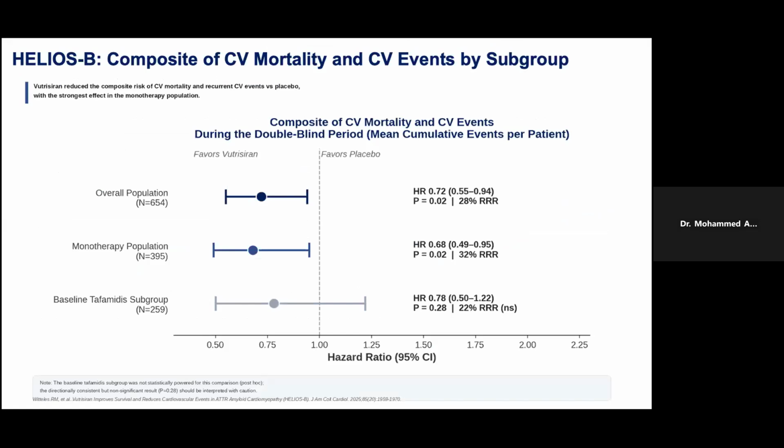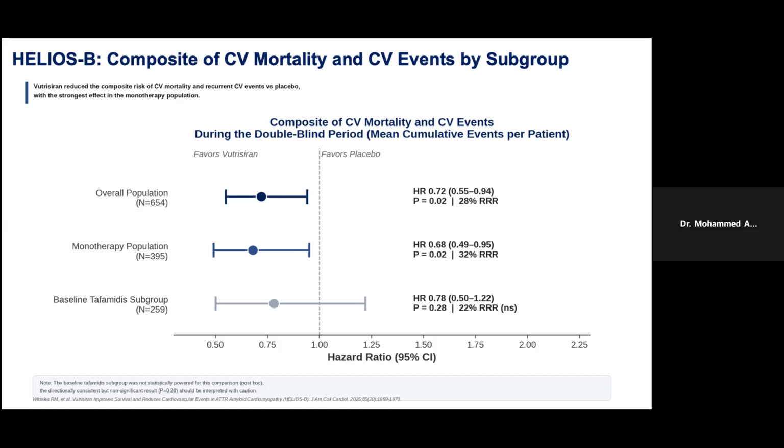One of the key strengths of HELIOS-B trial is that it evaluates the effect of fitusiran across the clinically relevant patient subgroup. In the overall population, fitusiran reduced composite of cardiovascular mortality and recurrent cardiovascular event by 28% with the hazard ratio of 0.7, demonstrating the significant clinical significance. When we looked at patients receiving fitusiran as monotherapy, the benefit was even greater with 32% relative risk reduction and the hazard ratio of 0.6.